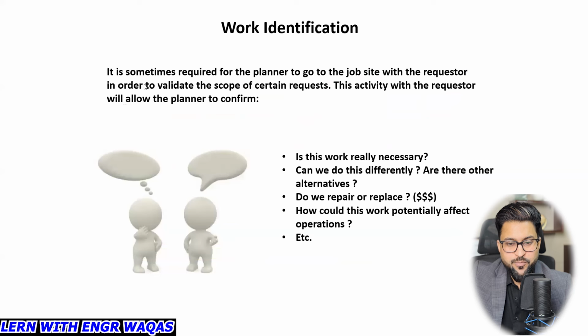Okay, so apart from it, in work identification, it is sometimes required for the planner to go to the job site with the requester in order to validate the scope of certain requests. A plant visit is a very important thing. This activity with the requester will allow the planner to confirm: is the work really necessary? Can we do this differently? Are there other alternatives? Do we repair or replace? How could this work potentially affect operations? And this kind of information, as a planning engineer, you need to collect from the personal visit to the plant.